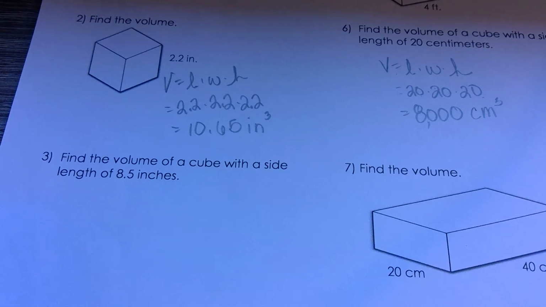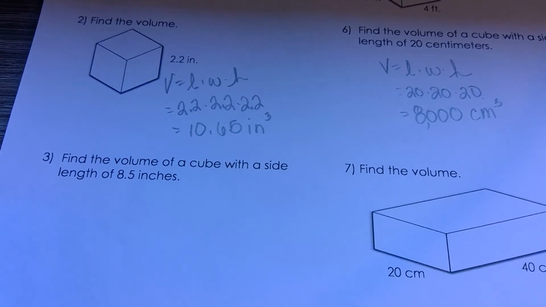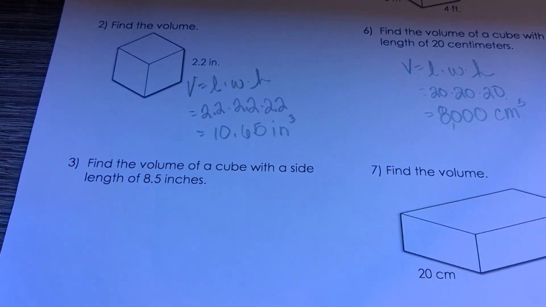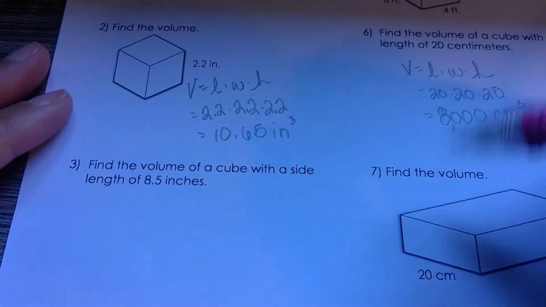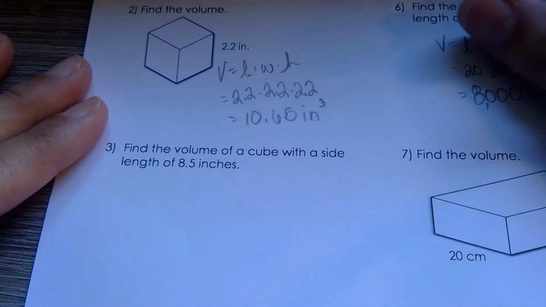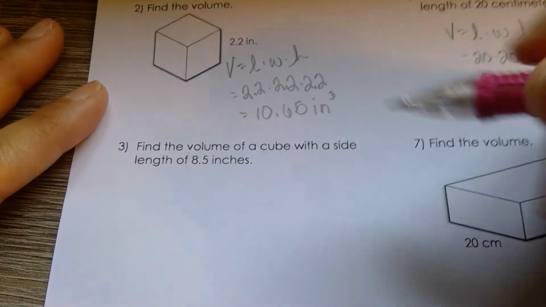Okay, so your job was to do 3, 4, 7, and 8, right? So let's take a look at number 3. And again, we're probably going to be using a calculator for this. We're going to find the volume of a cube with a side length of 8 5/10 inches. So this is very similar to what you did for number 2. You've got a cube whose sides are all the same because it's a cube.